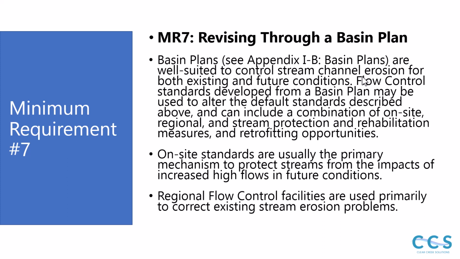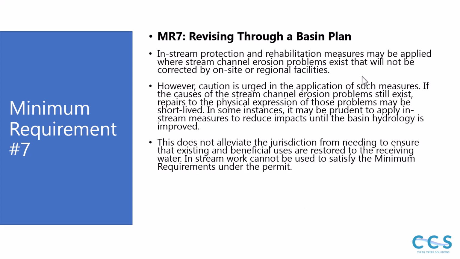On-site standards are usually the primary mechanism to protect streams from the impacts of increased flows and future conditions. Regional flow control facilities are used primarily to correct existing stream erosion problems. In-stream protection and rehabilitation measures may be applied where stream channel erosion problems exist that will not be corrected by on-site or regional facilities. However, caution is urged in the application of such measures.